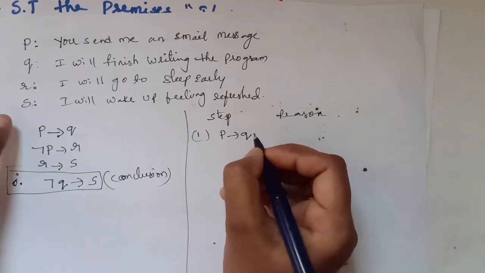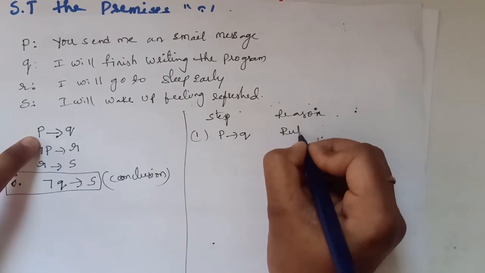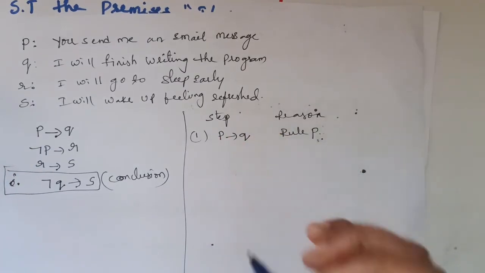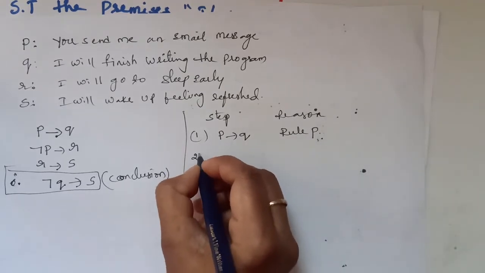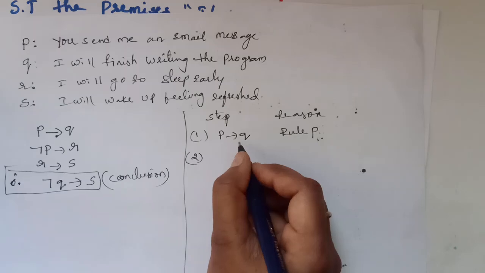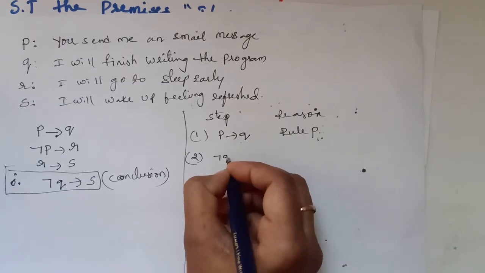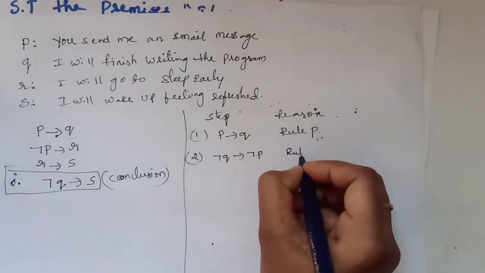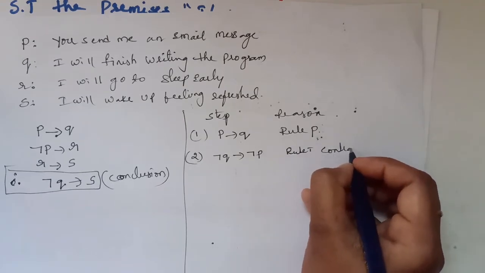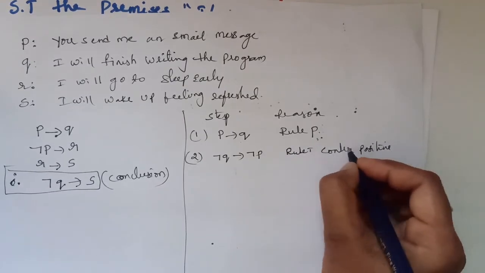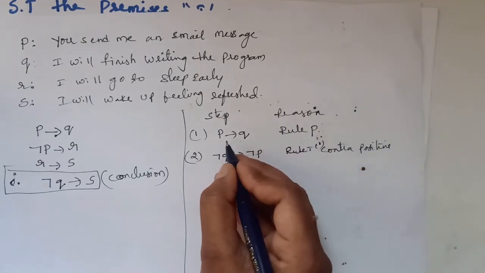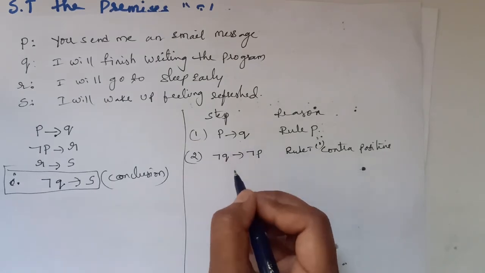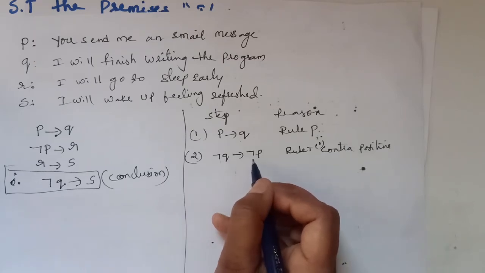First, I am introducing the first premise, that is P conditional Q. According to rule P, if you introduce any premise in the given derivation, that is rule P. Next, I am writing the contrapositive of this proposition, that is negation Q conditional negation P. So this is rule T, the contrapositive of the statement P conditional Q. The contrapositive is negation Q conditional negation P.